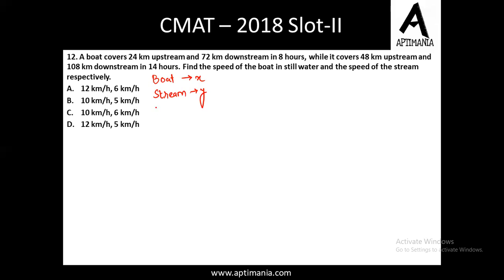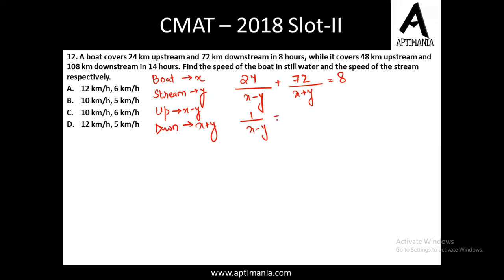So upstream, since the boat is going against the stream, the speed will be x minus y, and downstream, since the boat is going with the stream, the speed will be x plus y. While traveling 24 kilometers upstream, the time taken is 24 upon x minus y, plus traveling 72 kilometers downstream, the time taken is 72 upon x plus y. The total time taken is 8 hours. I'll take 24 common from the numerator. I'll be left with 1 upon x minus y plus 3 upon x plus y. Taking this 24 on the other side, I'll have 8 upon 24. That's 1 upon 3.